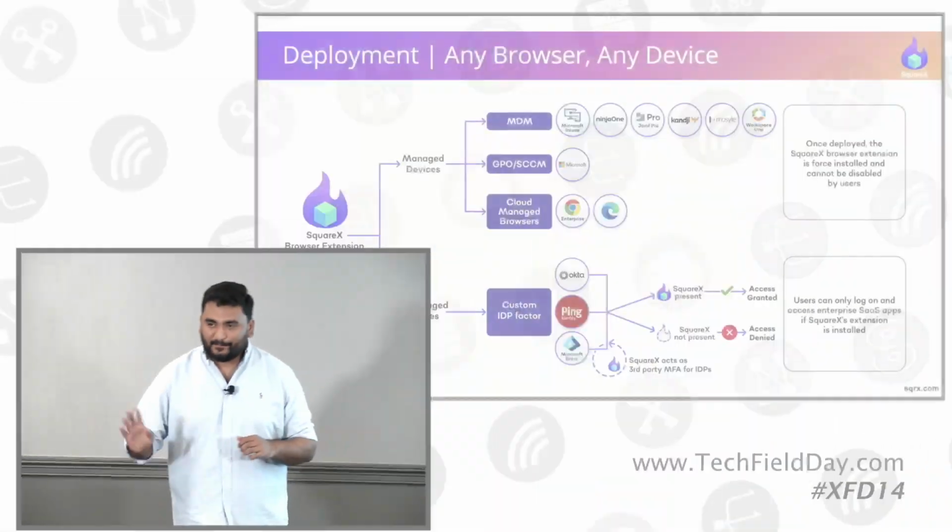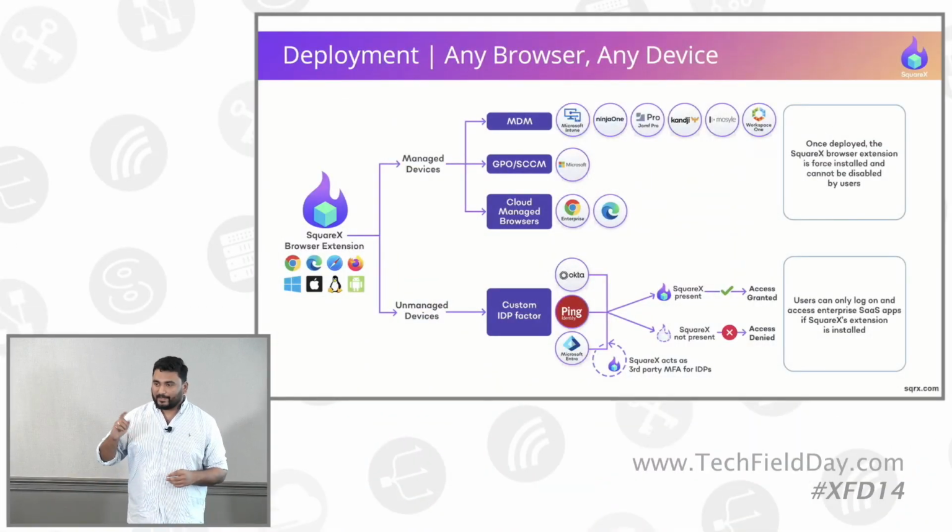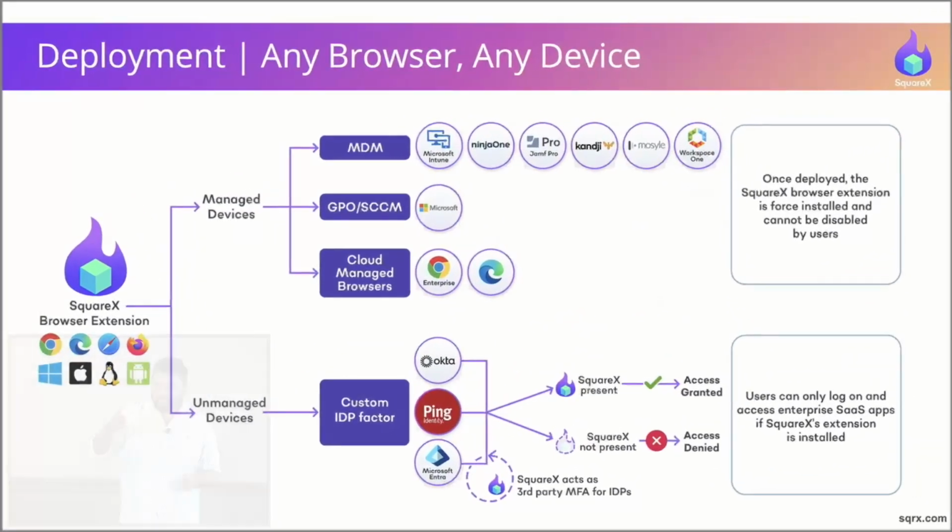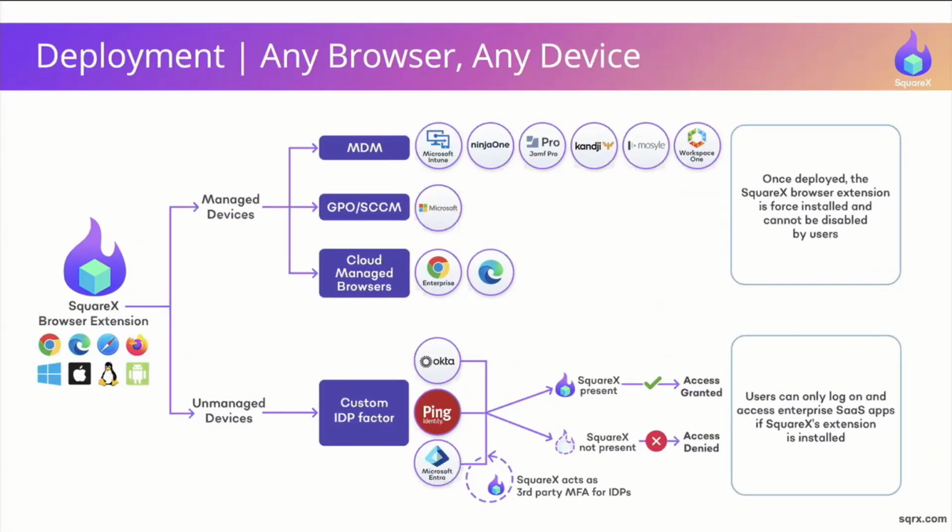Okay, and this is how the deployment looks. So you typically deploy it via an MDM, where you say, hey, this is my policy, I'm going to have the extension installed. In cases where you have unmanaged devices, we also integrate with the identity vendors, where we act like an MFA. The moment they complete their authentication, we'll say you don't have access to the application unless you have the extension installed. So that maintains that posture.